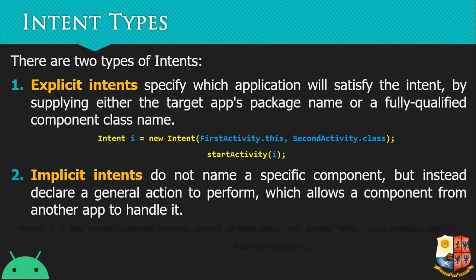Same thing. Bring it to your app. In your app, I'm telling go from this activity to the second activity. Very simple. That's an explicit intent. Explicitly telling from where to where. But what is implicit then? Let me give you an example.